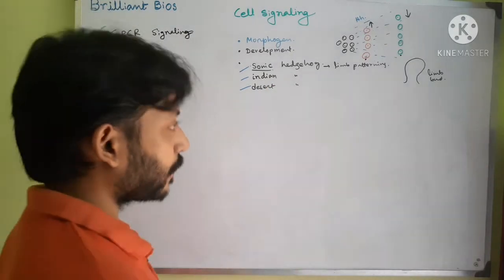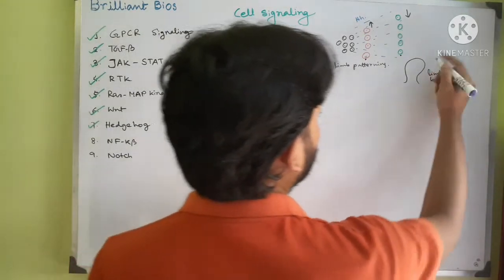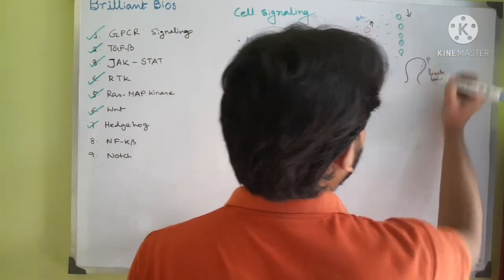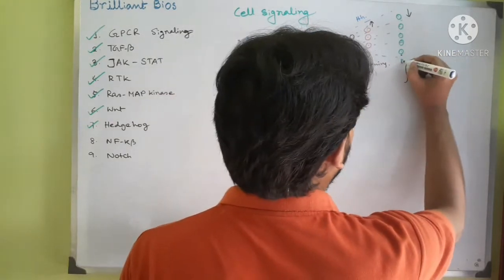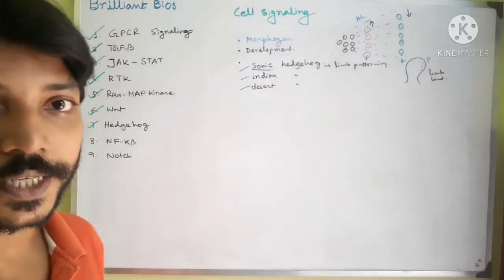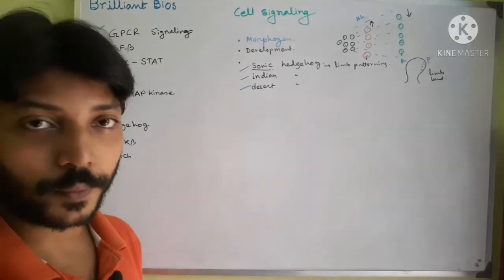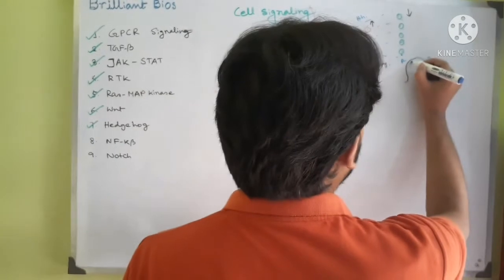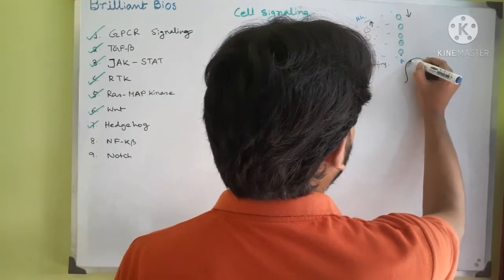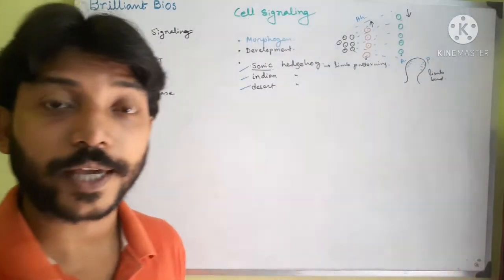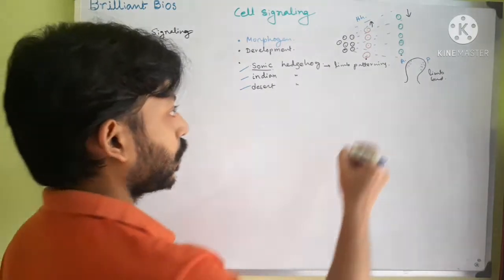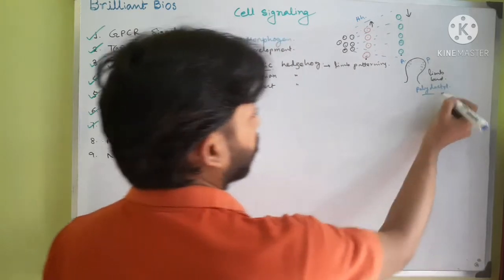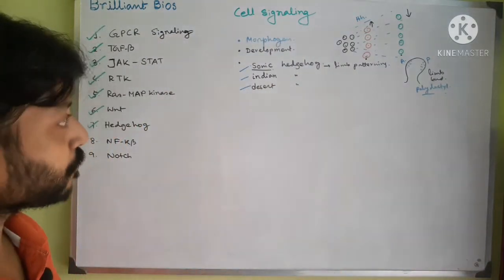During the development of the limb bud, this sonic hedgehog protein is present only in the posterior segment of the limb bud. Let's suppose this is the posterior and this is the anterior portion. No sonic hedgehog is present in the anterior portion during normal development. But if you artificially, or if there is any problem, cause the sonic hedgehog to start expressing in the anterior portion, then a phenomenon occurs that is called polydactyly. That means extra digits, formation of extra digits.